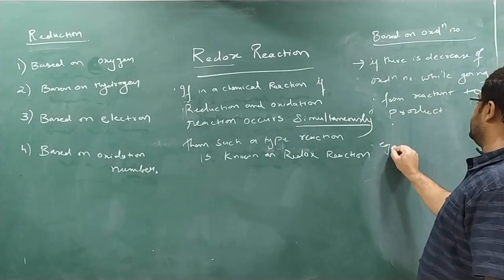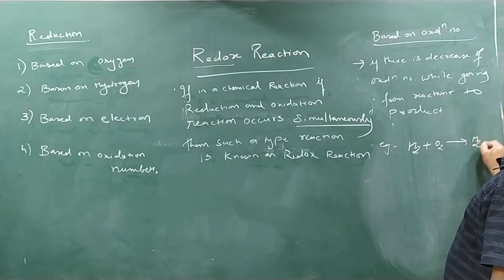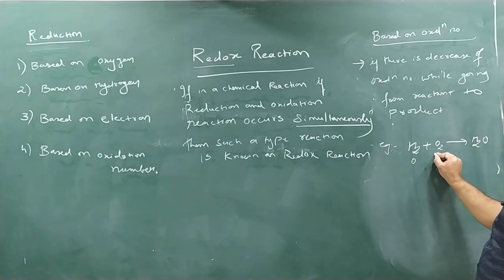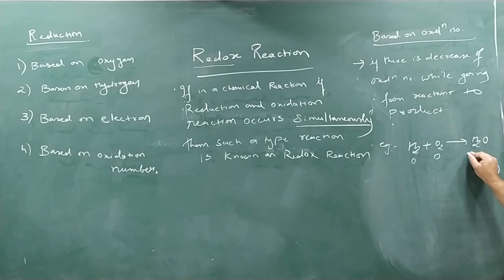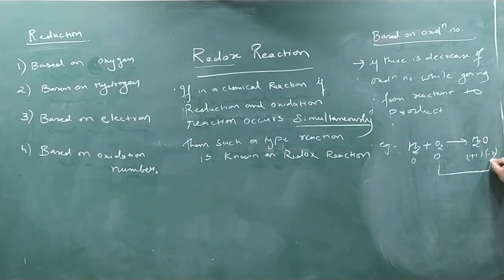For example, the same example, H2 plus O2 gives H2O. The oxidation number is 0, 0, here it is plus 1, and minus 2. You can see the oxidation number of oxygen is 0 and here I have written minus 2. So 0 to minus 2 is a decrease. So this reaction is known as a reduction reaction.